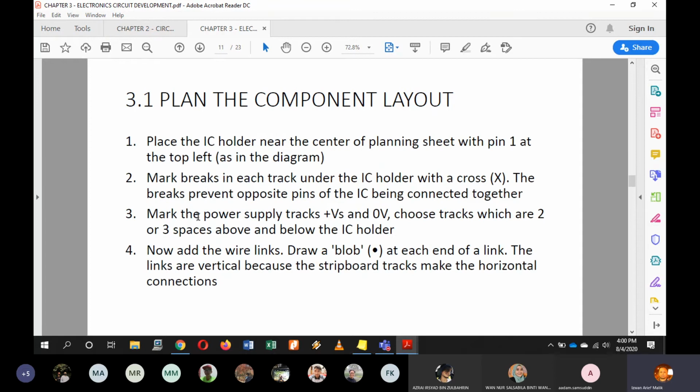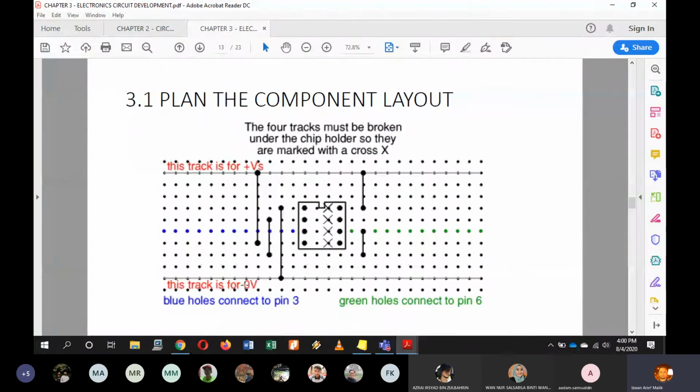Alright. Mark the upper supply tracks positive VS and 0 volt. Choose tracks which are 2 or 3 spaces above and below the IC holder. So that is for positive, and 0 volt ni untuk your negative. Make sure cari lebih kurang 2 ke 3 line atas daripada IC, atas ataupun bawah pada IC, to give some spaces lah.